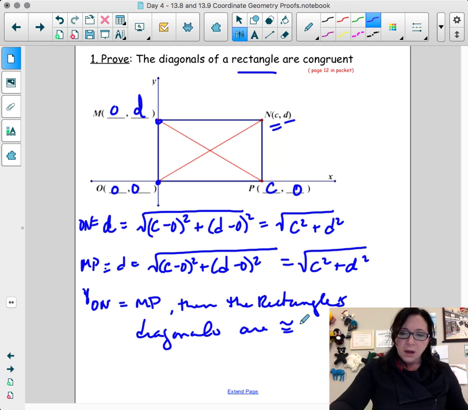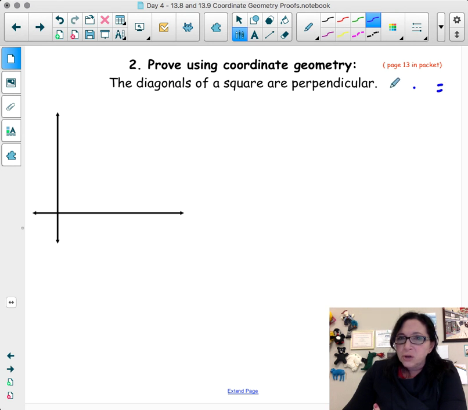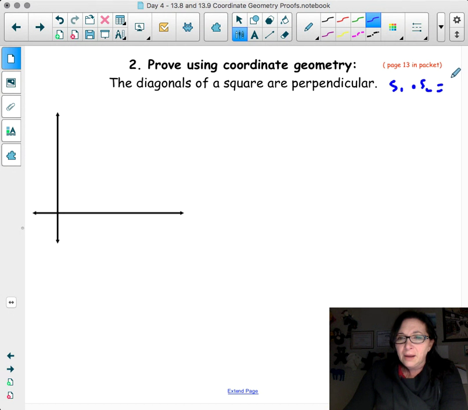Okay, moving on. We are going to prove using coordinate geometry that the diagonals of a square are perpendicular. Now, a couple of things. Diagonals of a square being perpendicular means I'm going to use that product where I multiply my slopes, the first slope times the second slope is equal to -1. So I'm going to prove that. Secondly, this is on page 13 of your packet. So if you could get that out, that would be great.